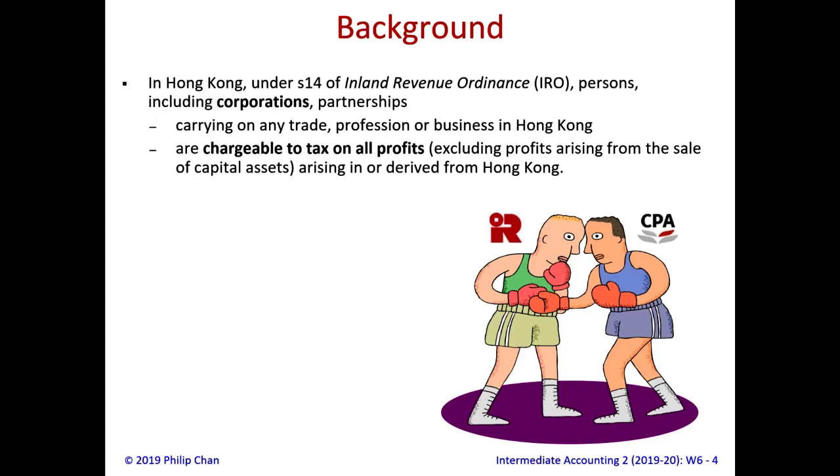To begin with, in Hong Kong, under Section 14 of the Inland Revenue Ordinance, IRO, individual persons, including corporations or partnerships, as defined in this ordinance, provided they carry out any trade, profession or business in Hong Kong, and they are making profits, those profits would then be chargeable to tax. That excludes profits arising from the sales of capital assets arising in or derived from Hong Kong.